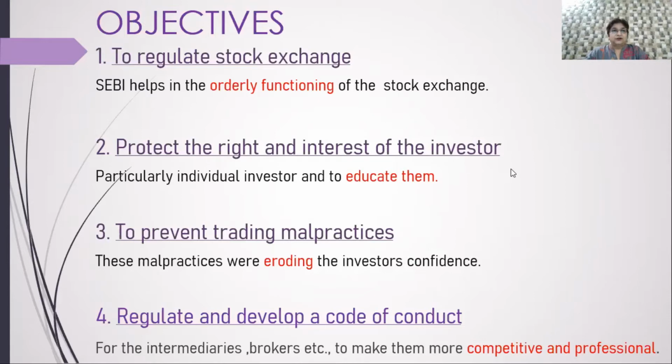Then the fourth objective of SEBI is to regulate and develop a code of conduct. Now, every big organization needs to have a code of conduct, and all the people who are working in the stock exchange, like the brokers, etc., need to be professional and competent. So SEBI also has an objective to develop a proper code of conduct, how things need to be done, what are the various formalities that need to be done. All this is to be done under the objectives of SEBI.